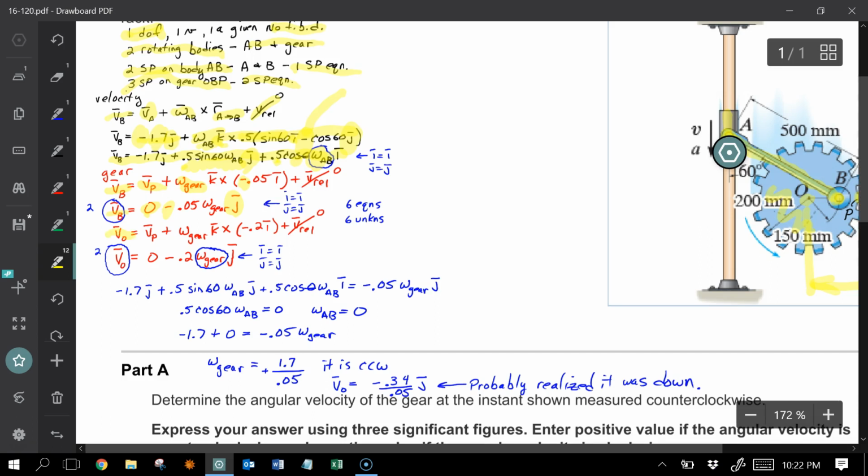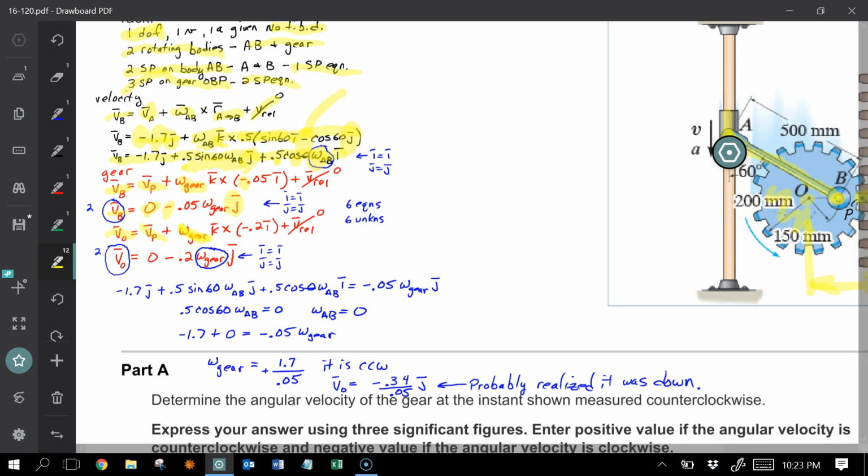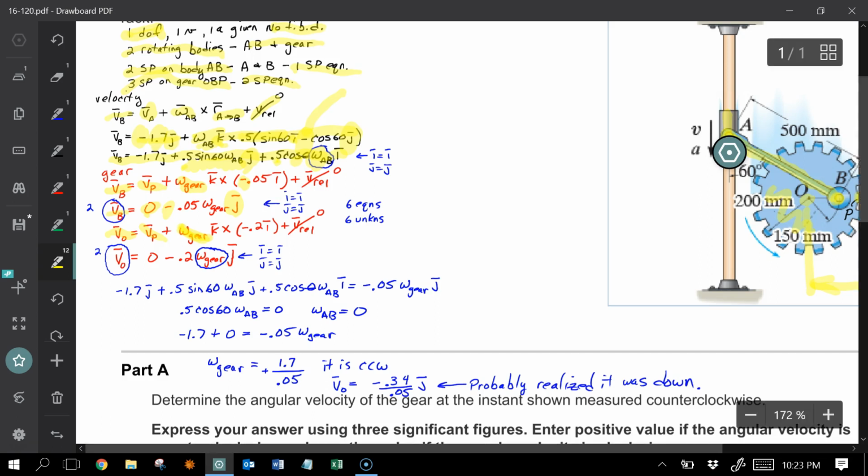So anyway, velocity of O equals velocity of P plus the omega that they share, that's the gear. And I'm assuming, just like before, it is counterclockwise. So whatever I did on the first red equation, you better do the same thing in the second red equation. Okay, so it's a positive K omega gear. This time R is going to go from P to O, and from P to O is 200 millimeters, so that's a 0.2, and it's left. That's why it's a negative I, because it's left. And then again, there's no rel terms on this term either.